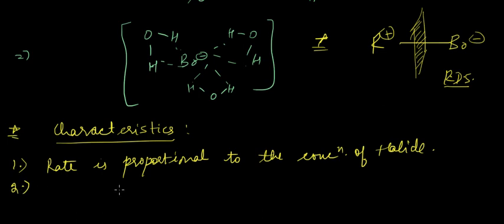The second point is the rate is independent of the concentration of nucleophile. This means the nucleophile's role in the reaction comes after the carbocation is formed, which is not the rate determining step. The formation of carbocation was the rate determining step. After that, whatever the concentration of nucleophile may be, it doesn't matter. So the rate is independent of the concentration of nucleophile.